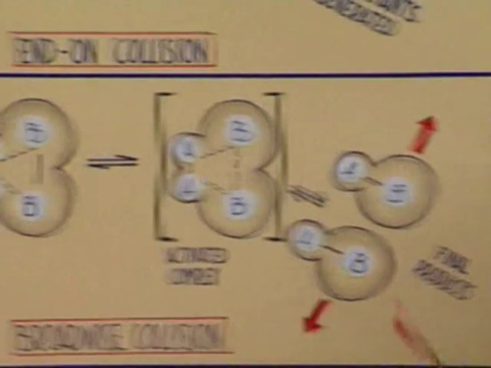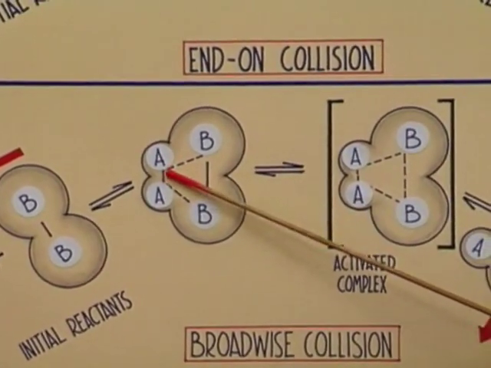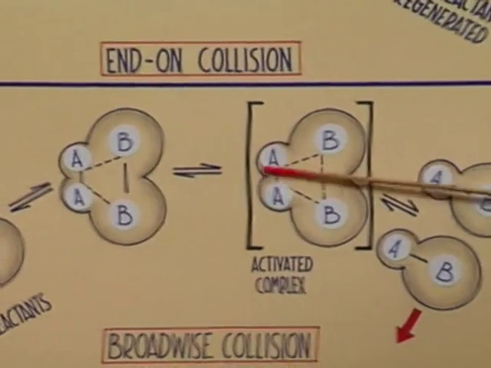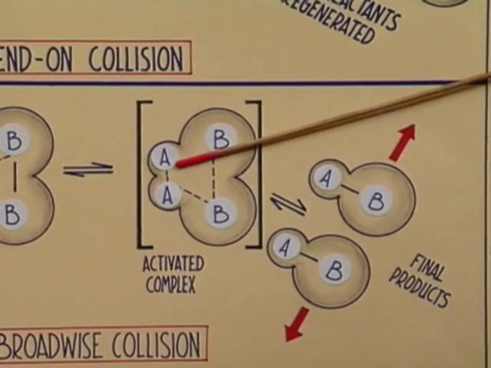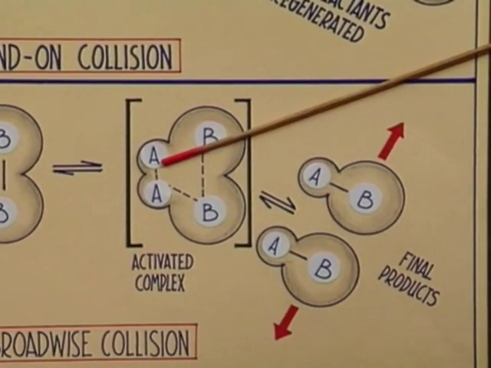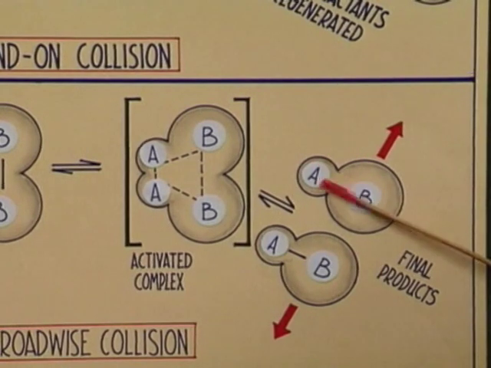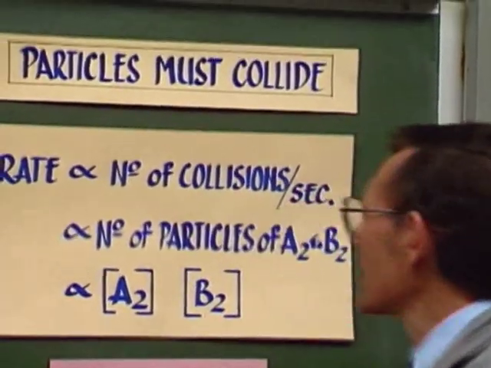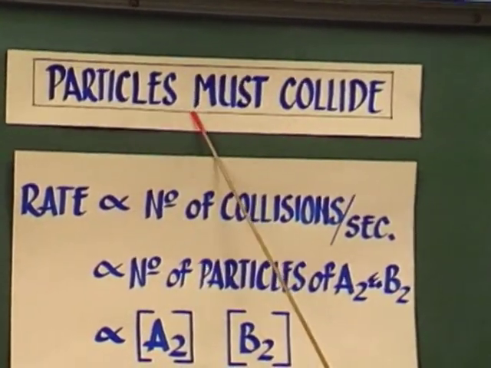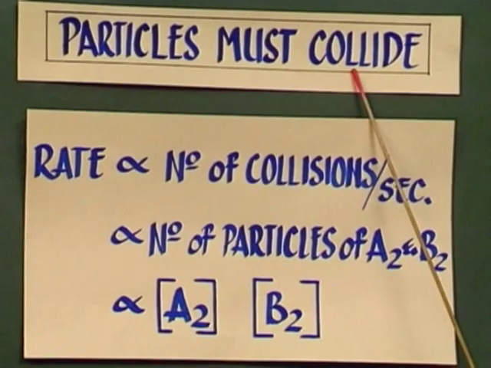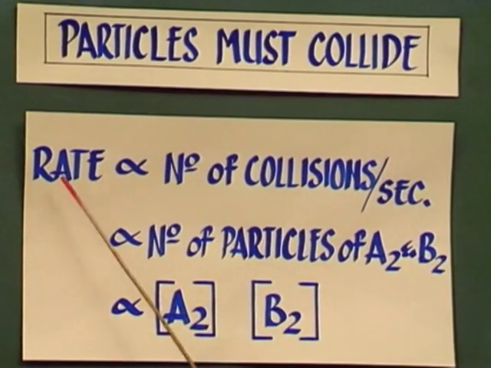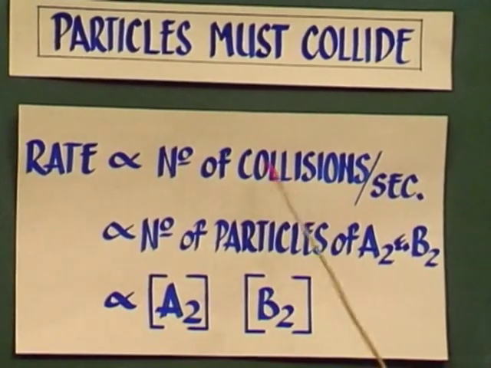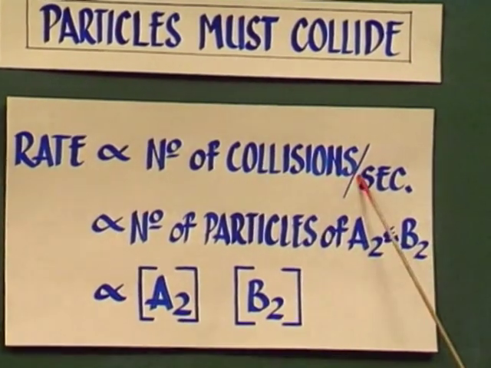So what happens is that the initial covalent bonds between the atoms of element A and between the atoms of element B are finally completely broken, while the new covalent bonds between the particles of elements A and B are finally completely formed in the products. To summarize the collision theory, we can say that, in the first place, the particles of the reactants must collide before products can form. In the second place, the rate of any reaction is always directly proportional to the number of collisions between the reactant particles per second.